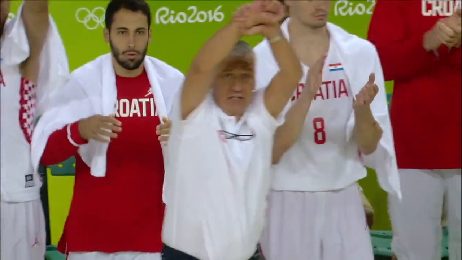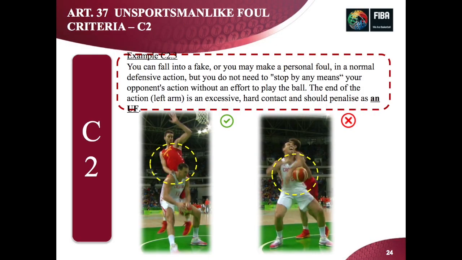Where it becomes unsportsmanlike is the fact that when he brings his left arm down, that is a fairly hard and inappropriate action with his arm, and as a consequence would be classified as being an unsportsmanlike foul under C2.